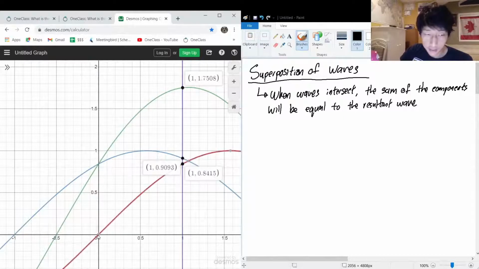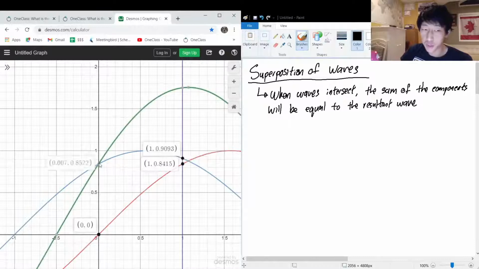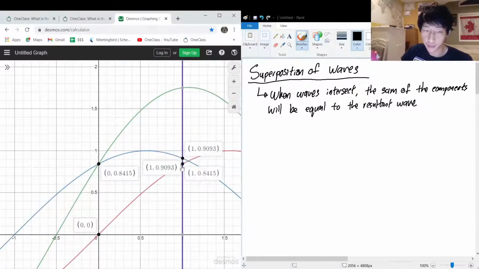Okay, now if you see here, at this point right here, the red is 0. So you would expect that the green and the blue are precisely the same at this point, which is 0.8415. So yeah, that's pretty cool.